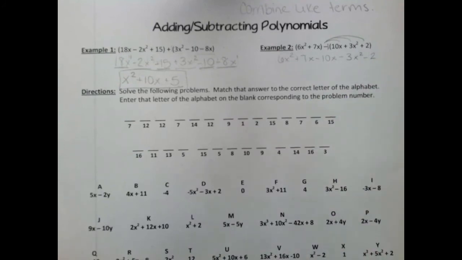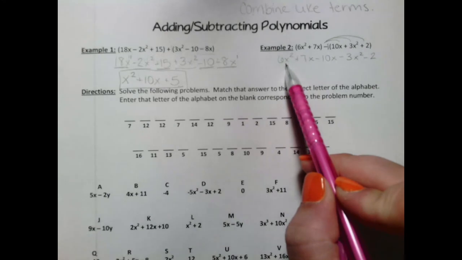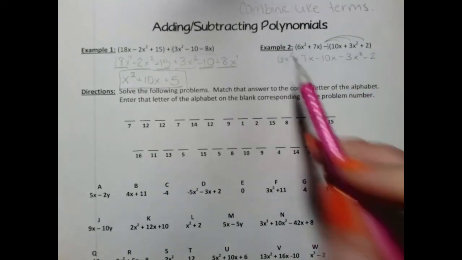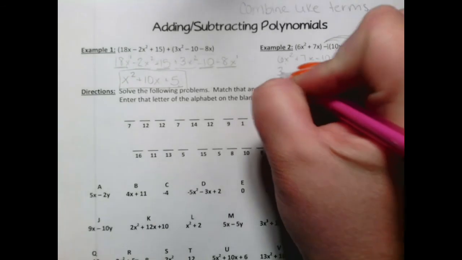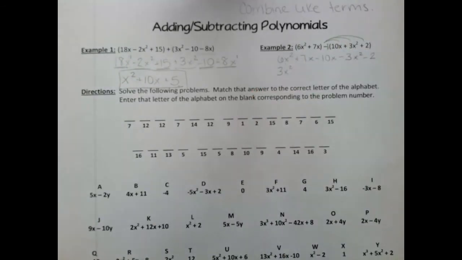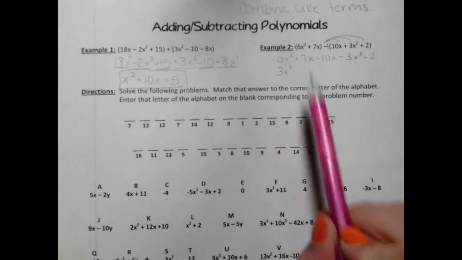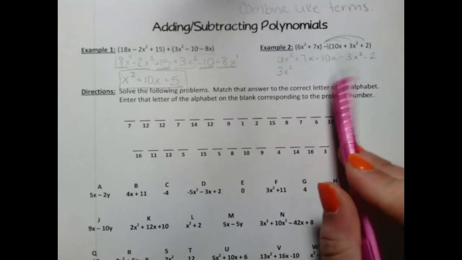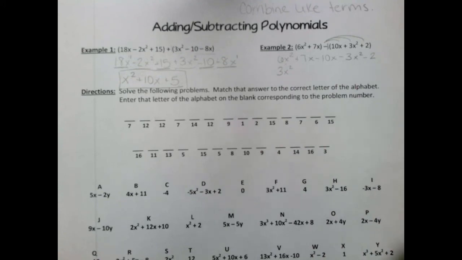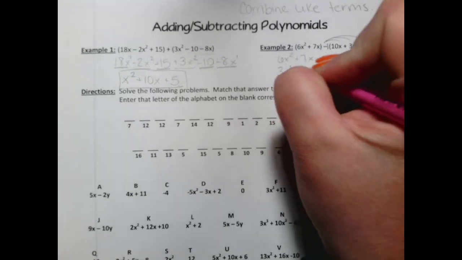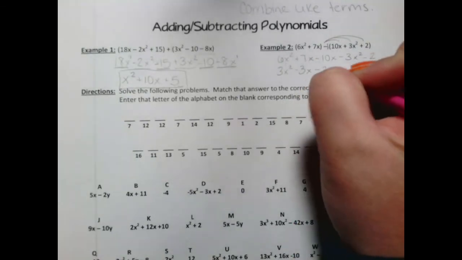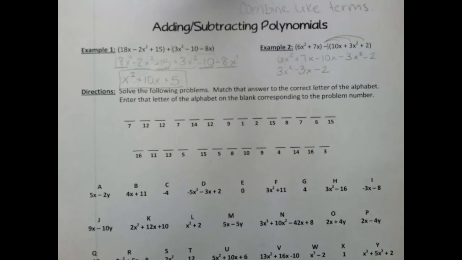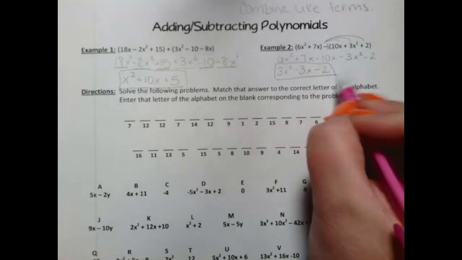Now I'm going to combine my like terms. 6x squared, negative 3x squared. So 6x squared plus negative 3x squared is going to give me 3x squared. And then I have 7x, negative 10x, 7 minus 10x is going to give me negative 3x. And then I just have a negative 2 by itself, not going to combine that with anything, so minus 2. That's going to be my answer. 3x squared minus 3x minus 2.